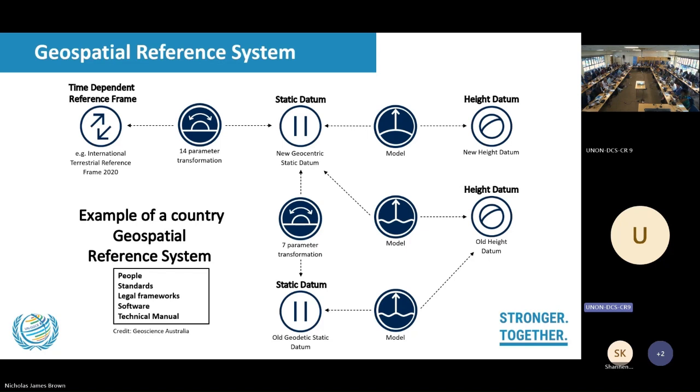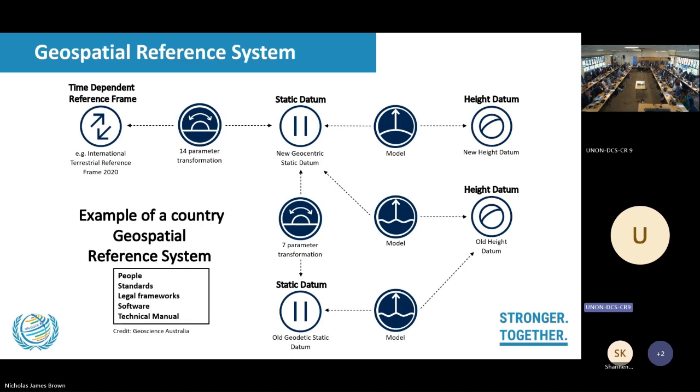So when I say modern, I'm talking about let's say a static datum that is linked with ITRF. Can you put up your hand if you have that in your country? Static datum that's linked with ITRF. It doesn't even matter if it's an old version of ITRF, but it's linked with ITRF. Okay, so thank you for that.